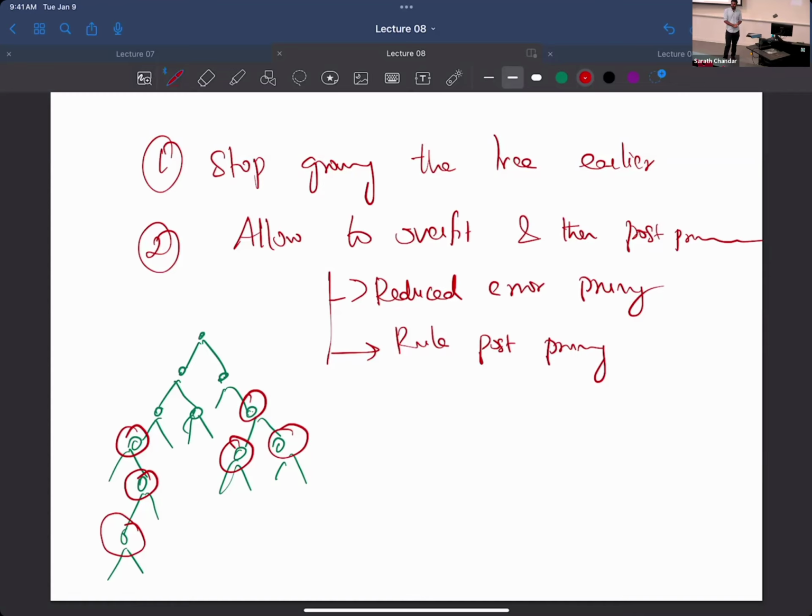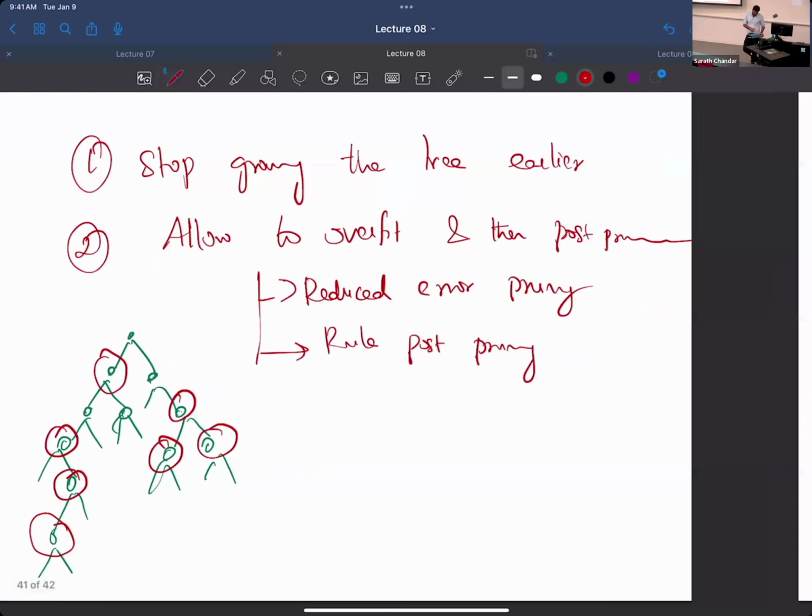Okay. Now, one of the big disadvantages of this method is it's kind of okay when you're at the bottom, right? But when you're at the top, for example, when you remove this node, you're essentially removing the entire subtree, right? Which means there is less flexibility in the removal process when you do reduced error pruning. Okay, so this is what rule post pruning is going to fix.